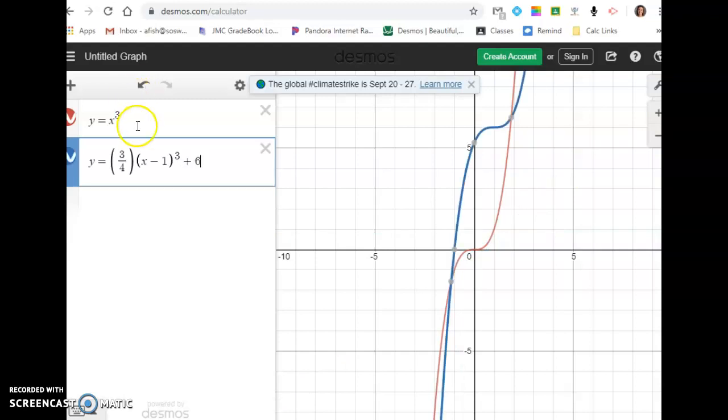Okay, so looking at this, I can see that this is my vertex, in the sense that the parent went through the origin. This is where we have a change in our concavity. So that change got shifted to the right 1 and up 6. And that was based off of our transformations, which we've talked about before.